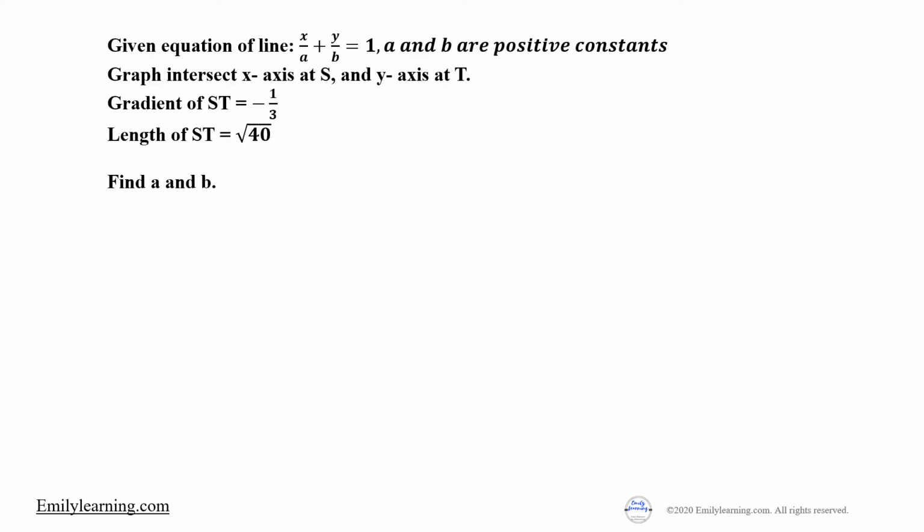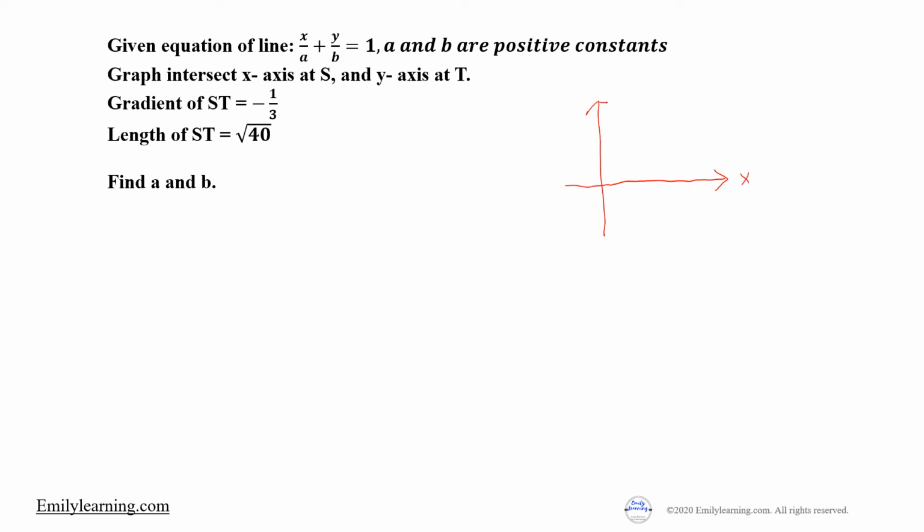So in this question, you are given the following, okay? You are given the equation of the line. It is x over a plus y over b equals to 1. Okay, and you are also told that a and b are positive constants. Next, you are told that the graph will intersect the x-axis at point S and the y-axis at point T. Next, you are given that the gradient of ST is negative 1/3. Okay, and the length of ST is root 40 units. So you are asked to find a and b.